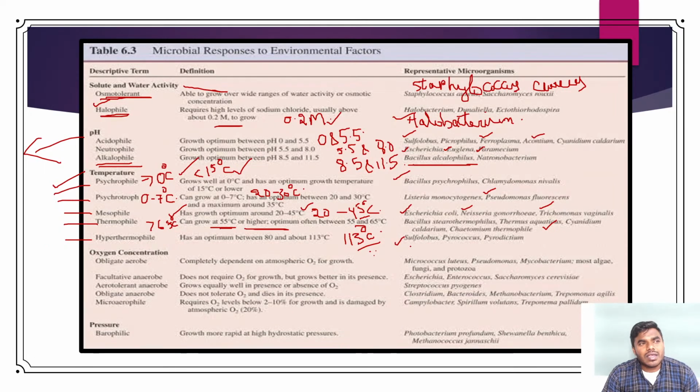Friends, you know, if you keep the Sulfolobus at lower temperatures in autoclave also, if you keep the Sulfolobus at lower temperature in hot air oven also, it can survive up to a particular extent, right? So it can easily tolerate up to 113 degrees centigrade. So now we have divided the bacteria, friends, based on solute and water activity, based on pH, based on temperature.